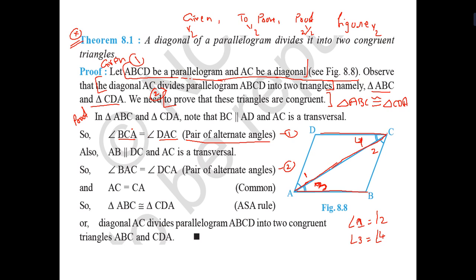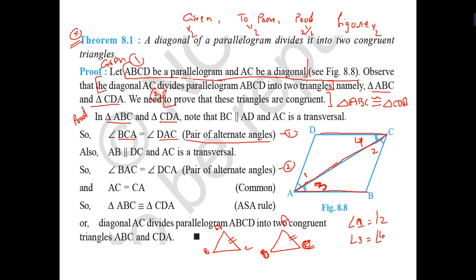So two triangles we already have, that is triangle ABC and triangle CDA. If you see the angles that are equal, angle 1 with angle 2, angle 3 with angle 4, and AC is common in both. So if I write C here and D here, then AC is equal, as it is common.